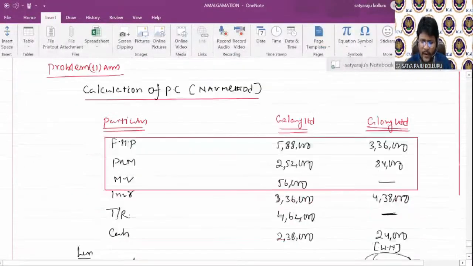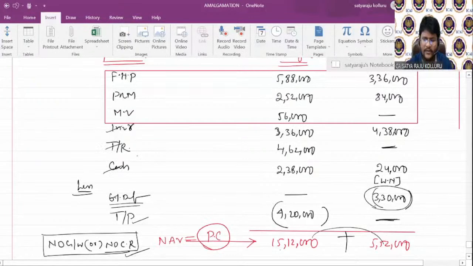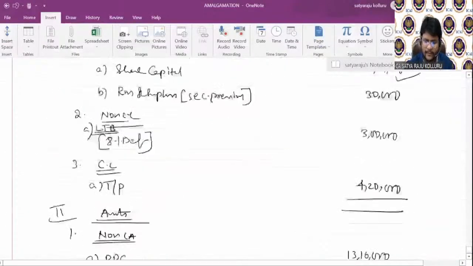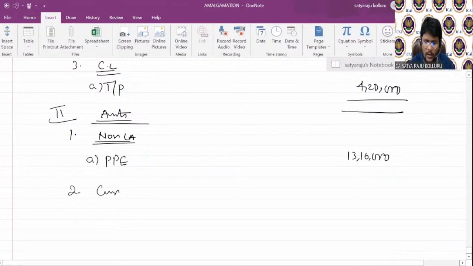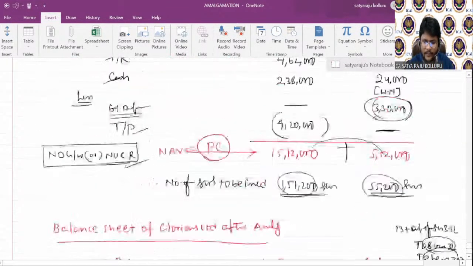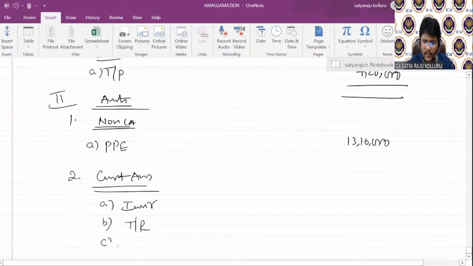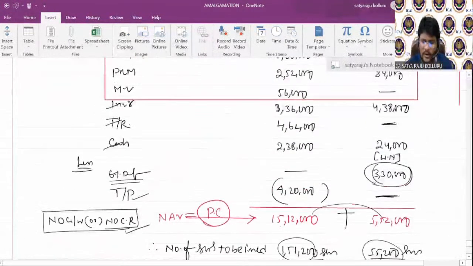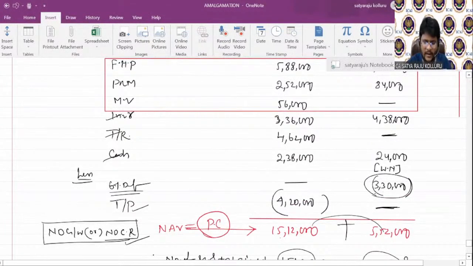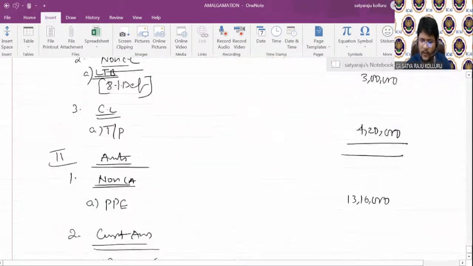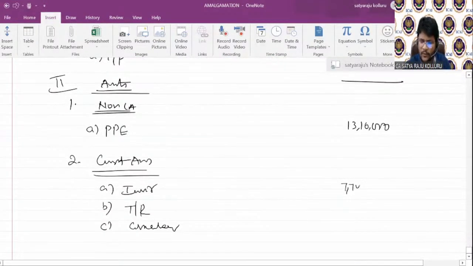Next, guys, after PPE, what is the next item? Here itself you can find inventory, trade receivable, cash. You can directly put it as current assets. Number 2, current assets. A, inventory. B, trade receivables, and cash and cash equivalents. You can add one by one, guys. Inventory total is how much? 3,36 plus 4,38. I got 7,74,000.